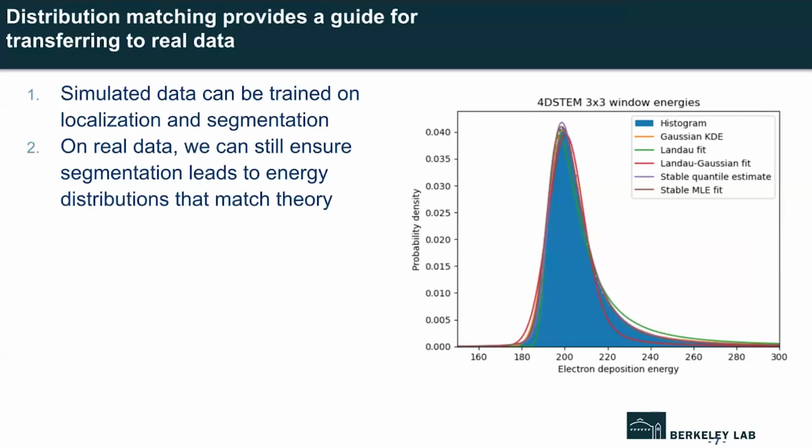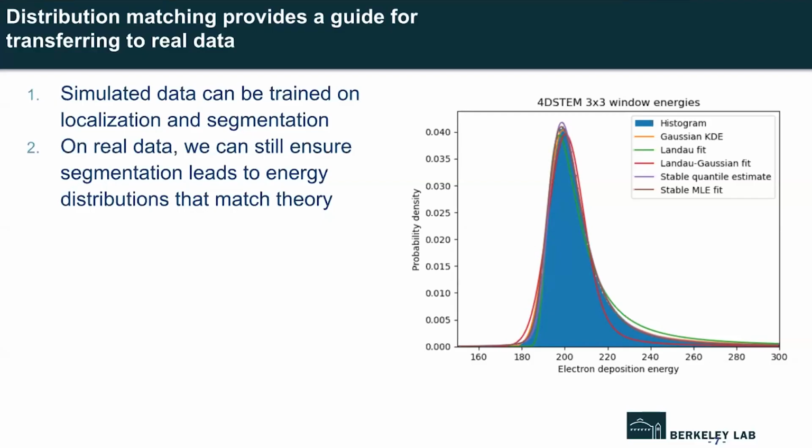So what I talked about with the distribution is that that's all fine and well on simulated data, but for real data, we don't have the true locations of the positions. So what we are using instead is a distribution matching loss, where we ensure that the segmentation of individual electrons and the assignment of charge deposition to individual electrons results in a distribution of energy that fits what we know will appear from the statistical theory. And this lets us generalize from simulated to real data.